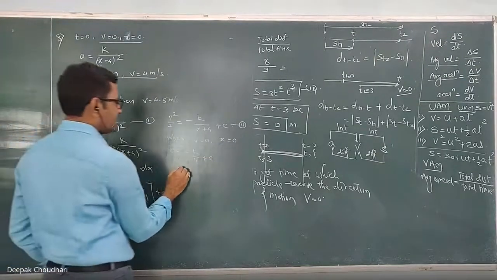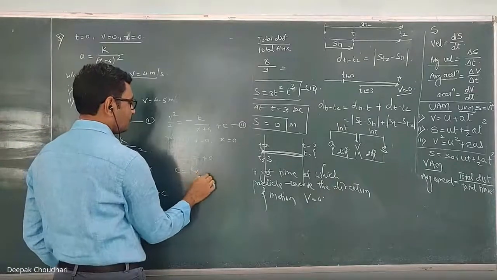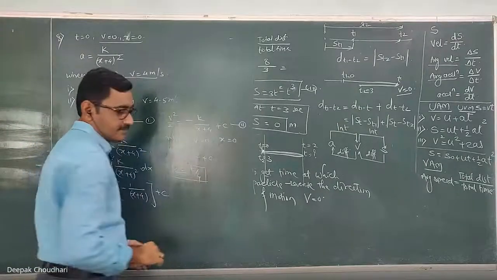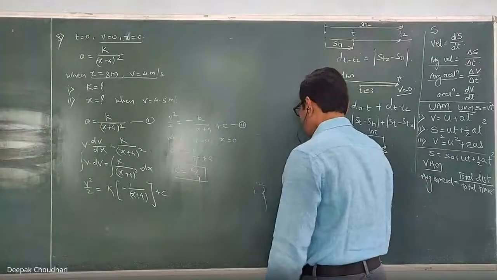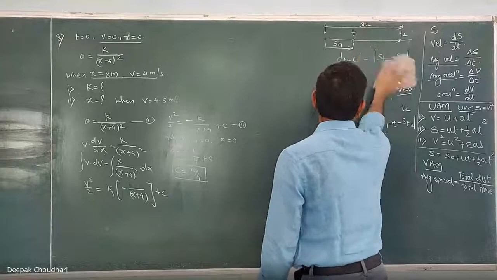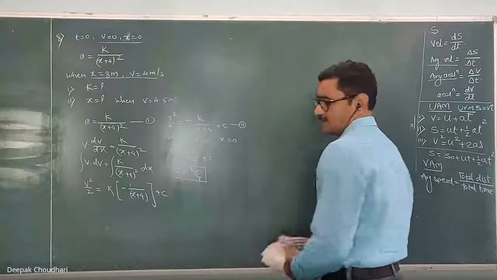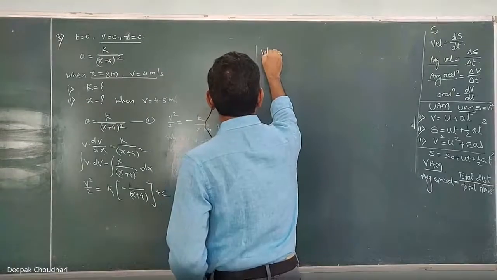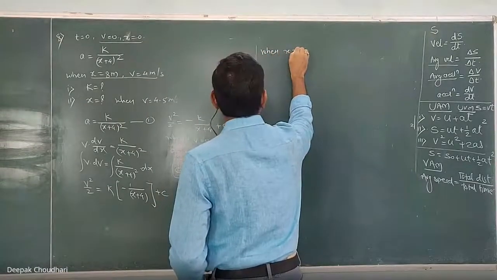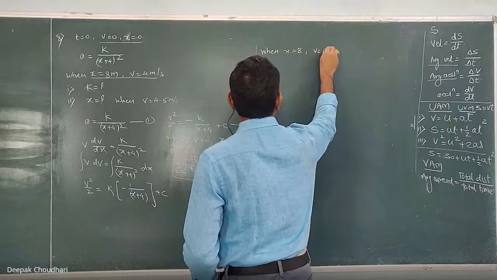Okay, that is c equal to k upon 4. How to get the other equation? Use another boundary condition in the same equation. The second boundary condition is given: when x equal to 8 meter, v equal to 4 meter per second.